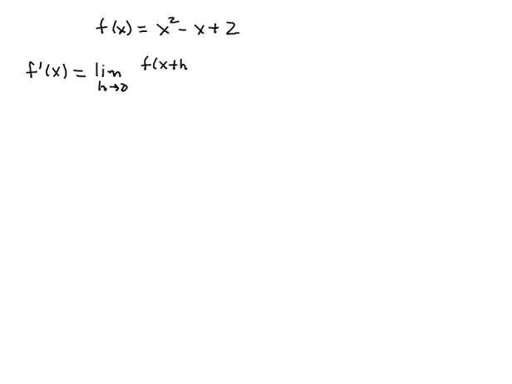In other words, evaluating the function at f of x plus h, finding the difference between it and the function itself, dividing by h, and then taking the limit. So if I use this function, first thing I want to do is to evaluate my function at x plus h. So every place there is an x, I'm going to put an x plus h.